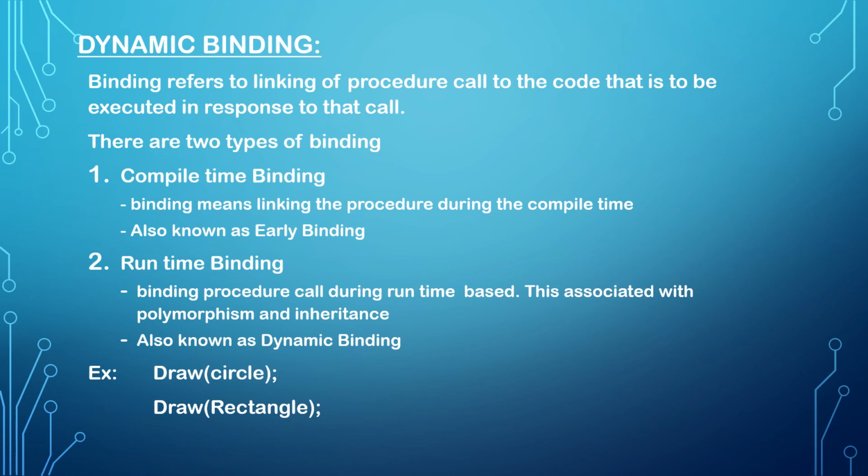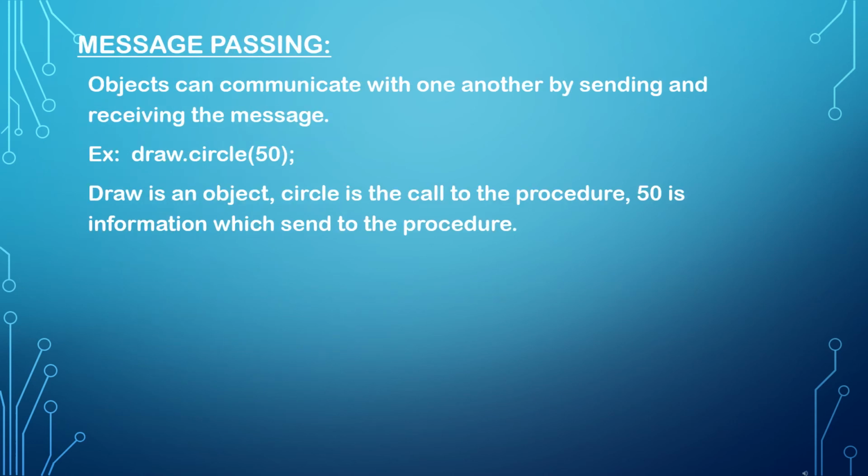So let us move on to the next concept, message passing. In message passing, an object can communicate with another object by sending or receiving messages. So how do we send a message? Using parameters. If you want to draw a circle of radius 50, then draw is an object, circle is a call to that procedure, and 50 is the information we are going to send to that procedure. So this is how a message is passed from one function to another.